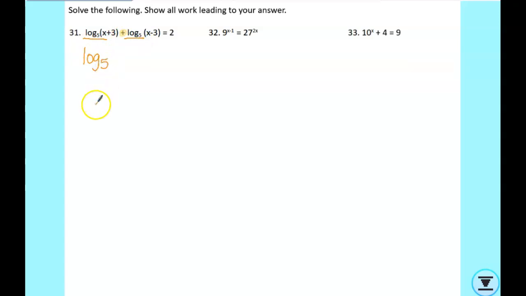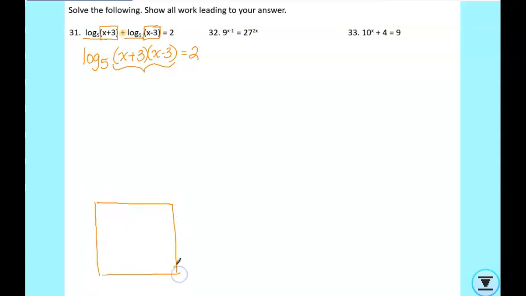So we have log base 5, and then these 2, since their logs are connected by addition, these 2 are going to get multiplied together. So this is x plus 3 times x minus 3, and it's equal to 2. So the first thing I want to do before I do anything else is I want to simplify this part. So if you remember, we've done this a little bit before, where we have x plus 3 and x minus 3.